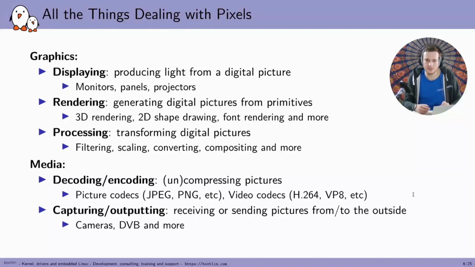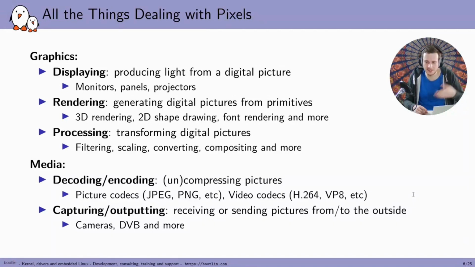But this might also be video encoding and decoding with formats like H.264 or VP8, for example. Now, another kind of media thing that we can do is capturing or outputting pixels. So capturing would be, for example, using a camera. That's just a physical device that will provide pixels from the physical world, let's say.